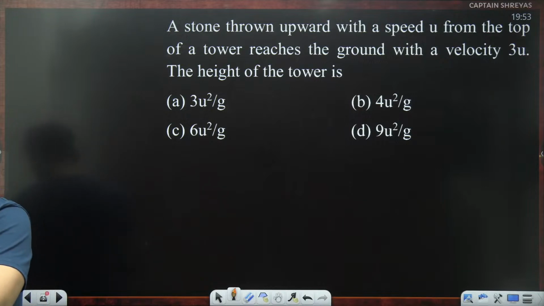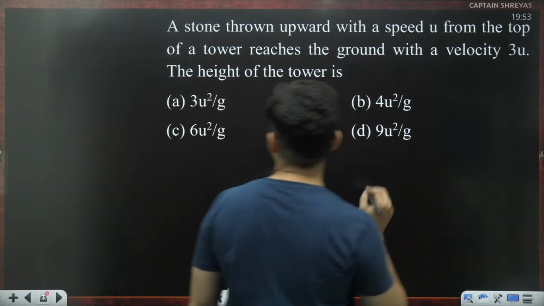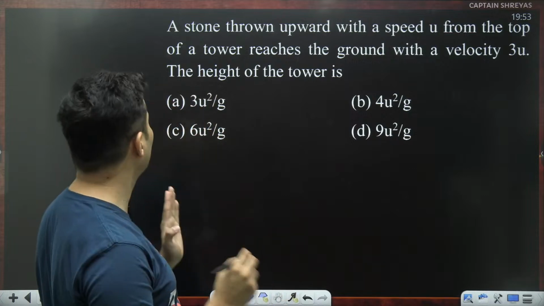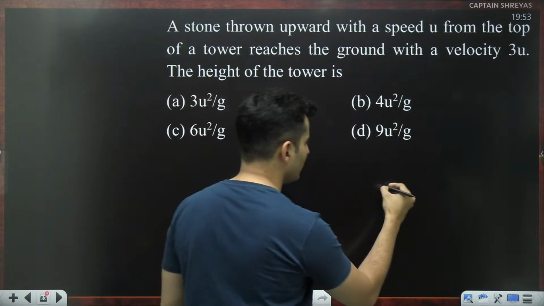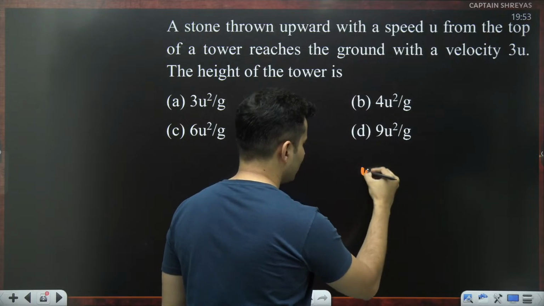Read it again and then draw the diagram. Without drawing the diagram, we will not be able to get it. Okay, so let's think about the question. A stone is thrown upwards with a speed u from the top of a tower. Let's assume this is the top of the tower and I have thrown it upwards with a speed u.